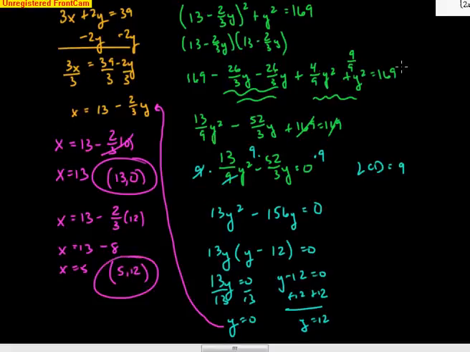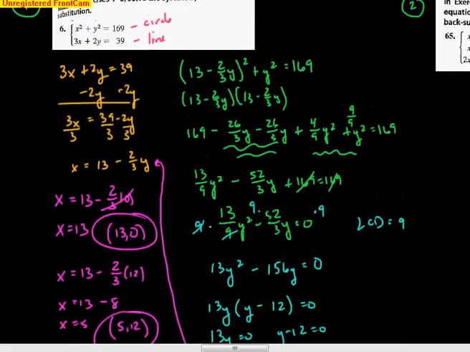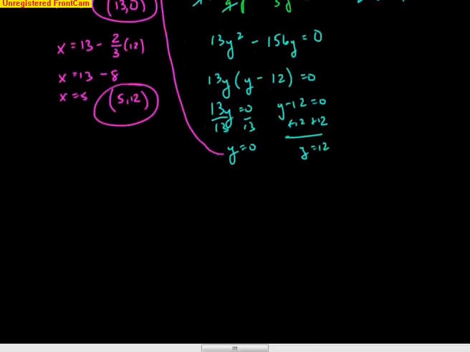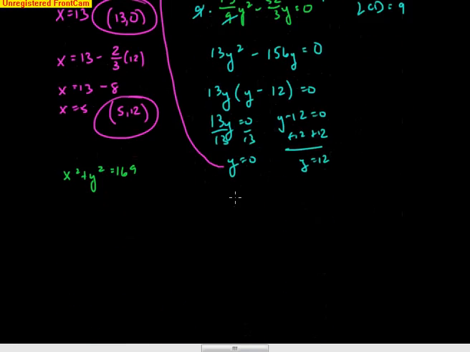And now I want to graph this, okay? All right, so I'm going to bring my two equations down. So the two original equations were x squared plus y squared equals 169, and 3x plus 2y equals 39.